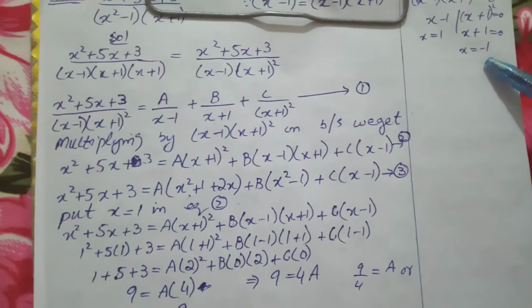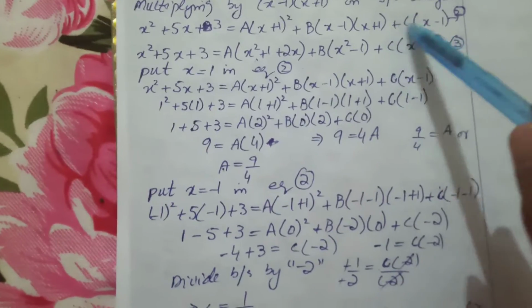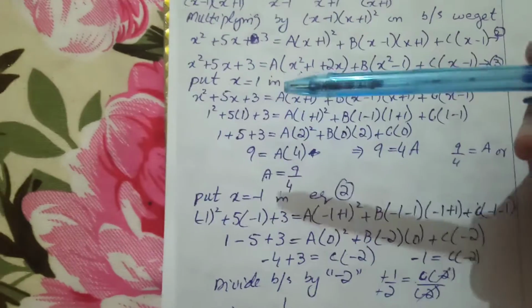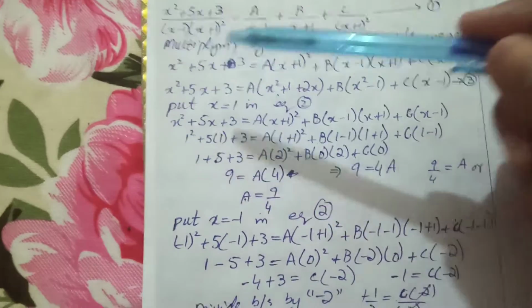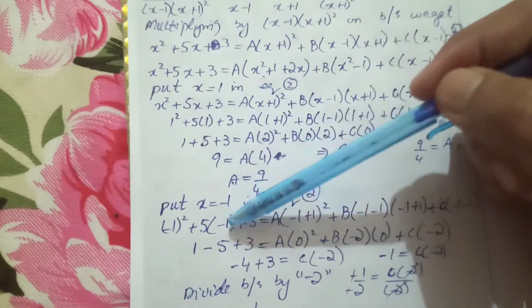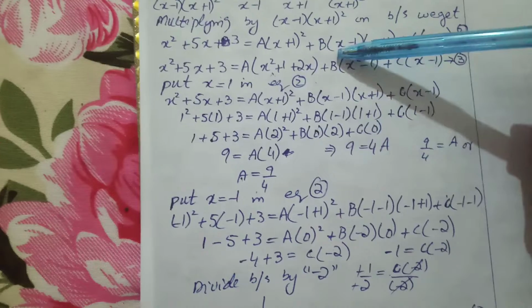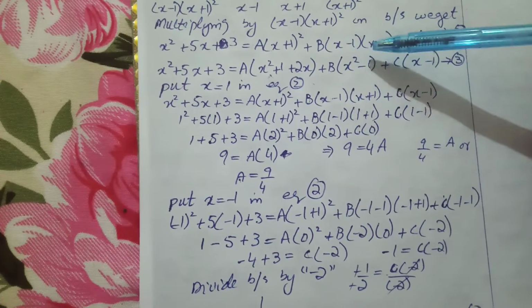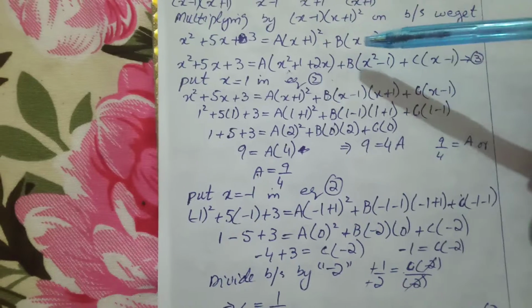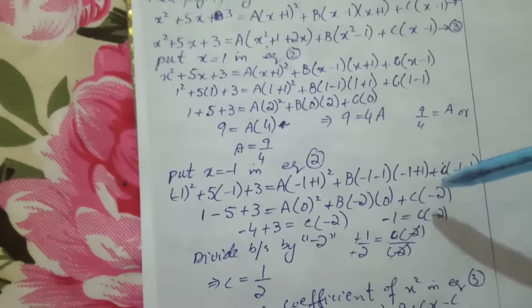Now we can put another value. This is x is equal to minus 1, so we can put x is equal to minus 1 in equation 2. Now you know that this is equation 2, so minus 1 will be minus 1, this will be minus 1. Similarly this will be minus 1 plus 1. Similarly this will be minus 1, minus 1, minus 1 plus 1. Here we put x is equal to minus 1 in this whole equation. Now this is minus 1 minus 1, so here it is.